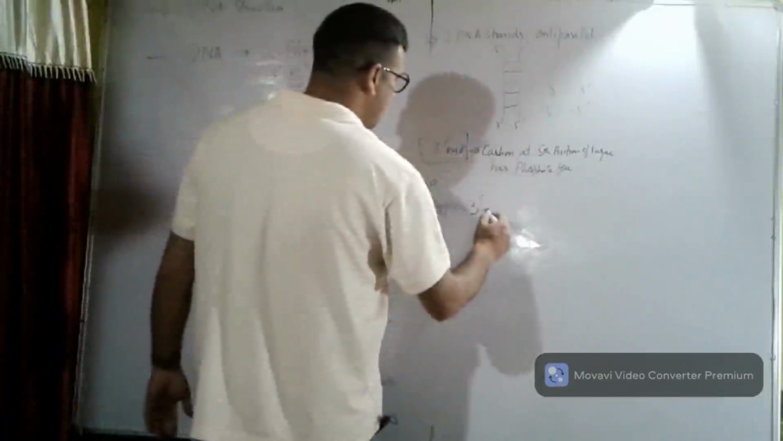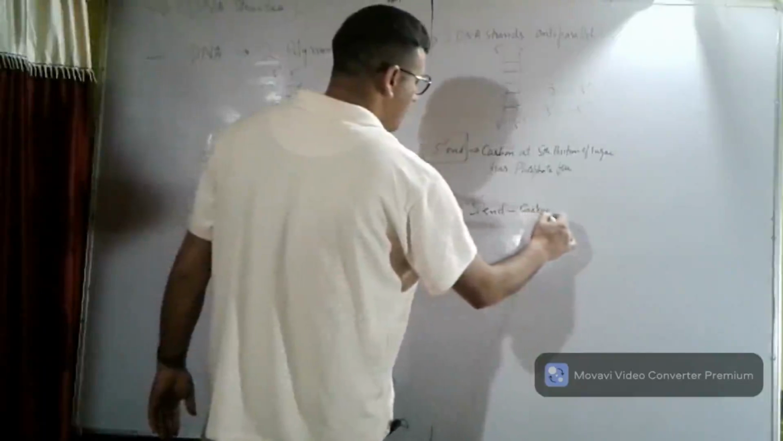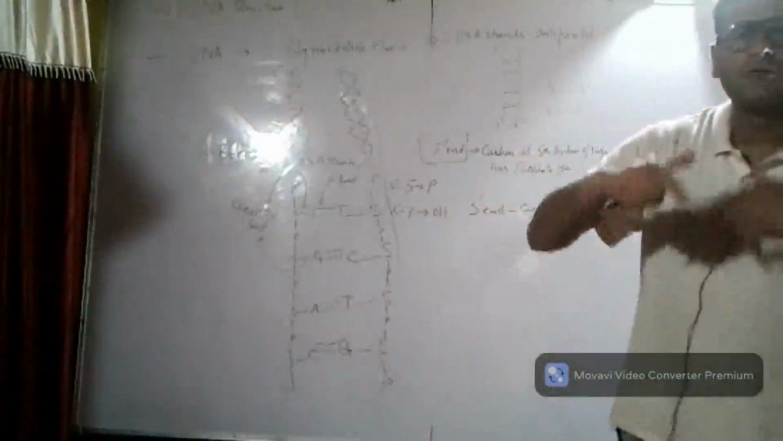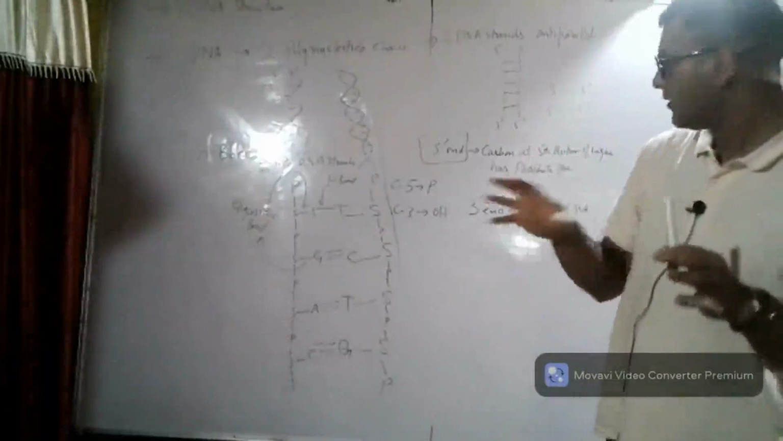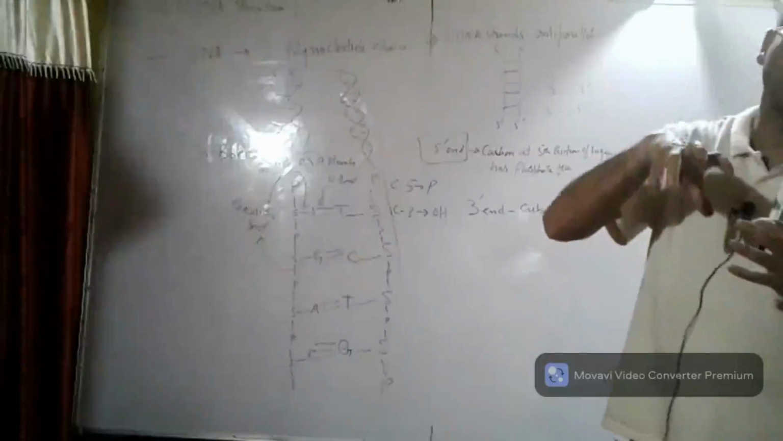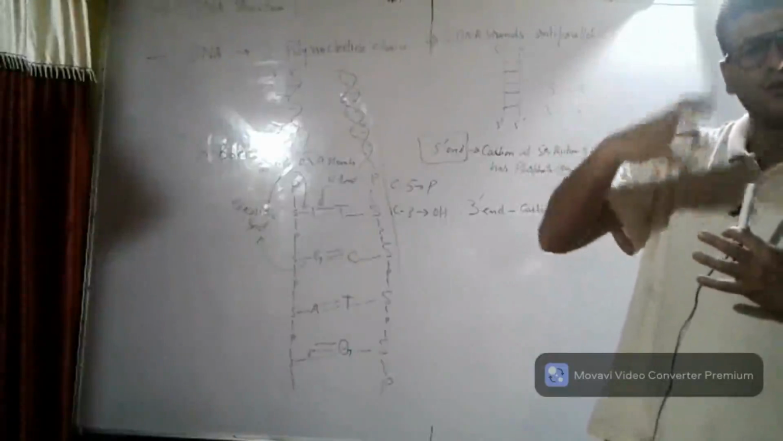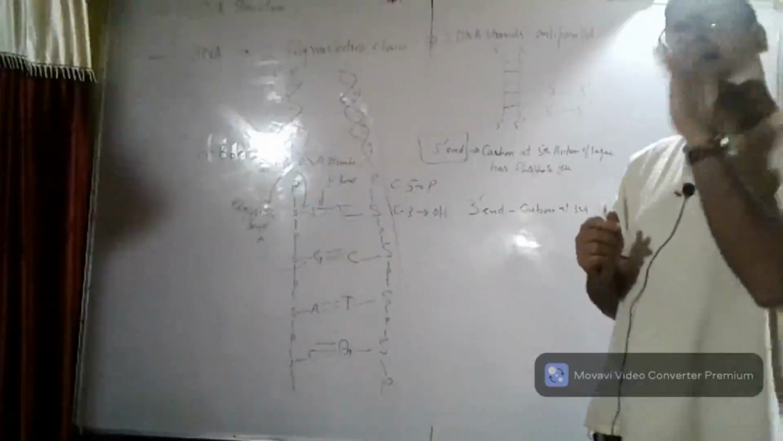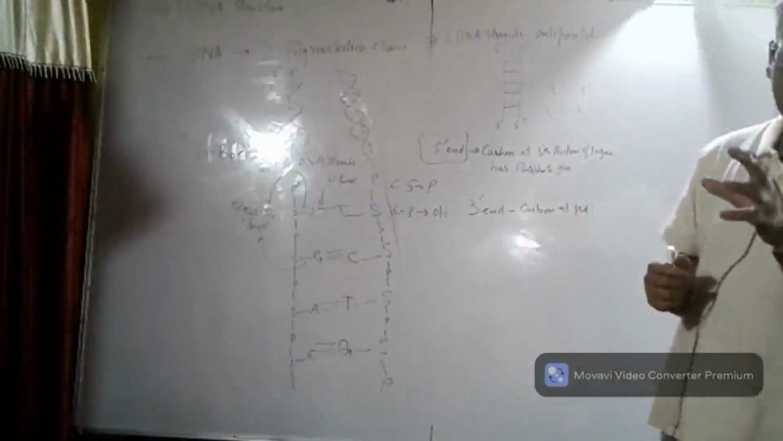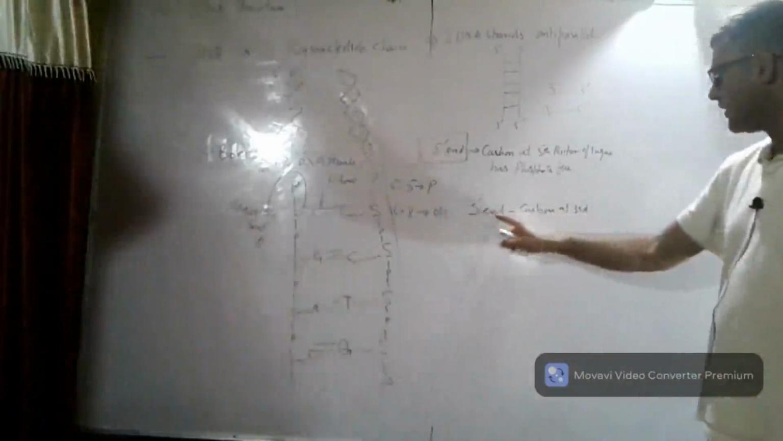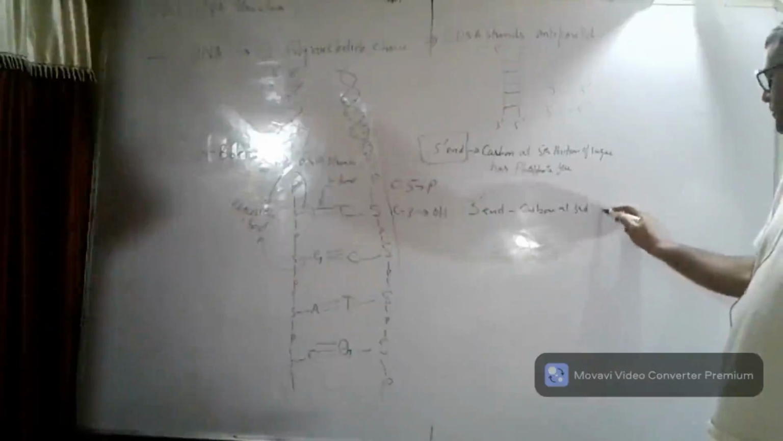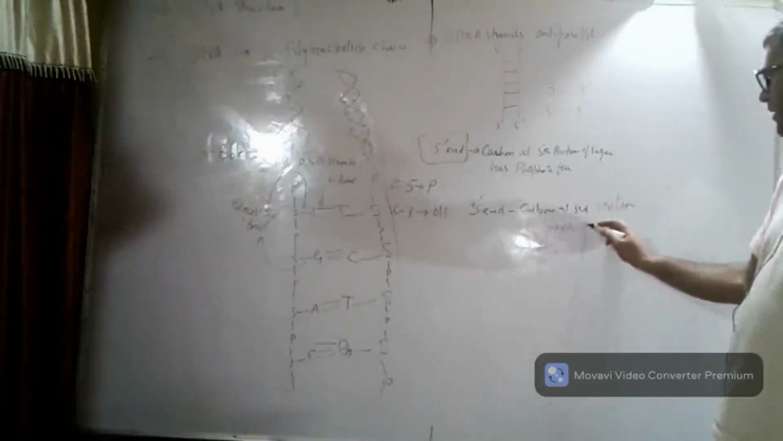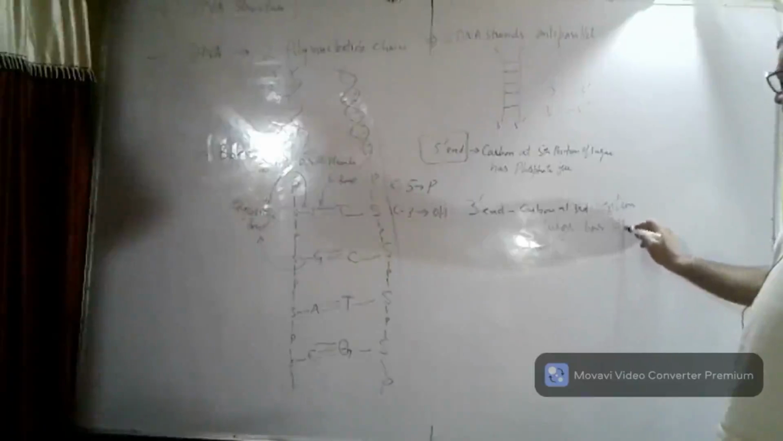So this 3 dash end means carbon at the 3rd position. Carbon 5 means the 5th position of the carbon, carbon 3 means the 3rd position of the carbon in a sugar. At the 3rd position of the carbon of the sugar we have hydroxyl group. At the 5th position of the sugar we have what? We have phosphate group. So 3 dash end means carbon at 3rd position of sugar has hydroxyl group free.